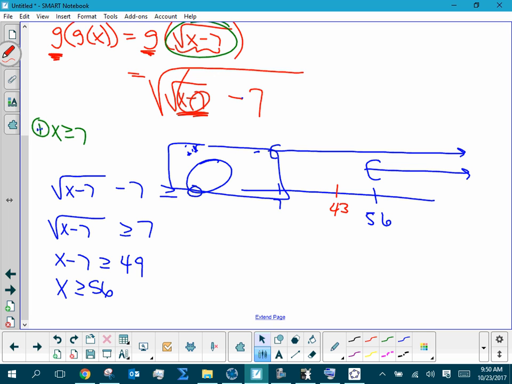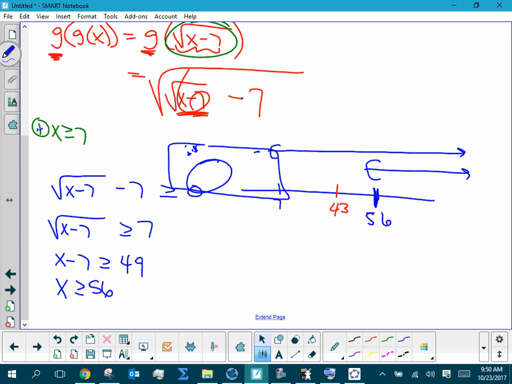But once I start at 56. 56 minus 7? 49, right? Square root of 49? 7. 7 minus 7? 0. Can you take the square root of 0? Yes, you bet. And that's the first value that we start using for the domain of g of x.